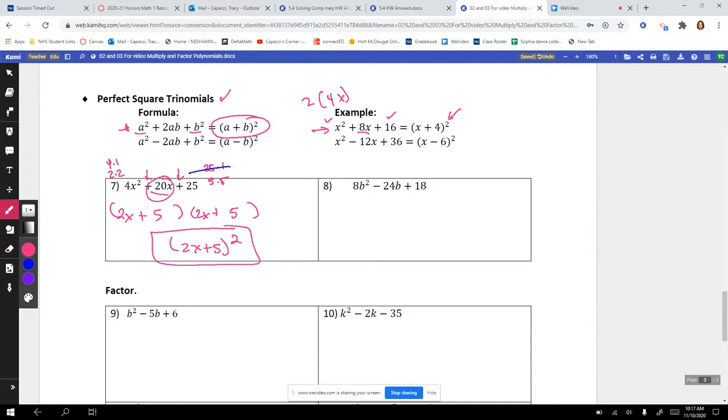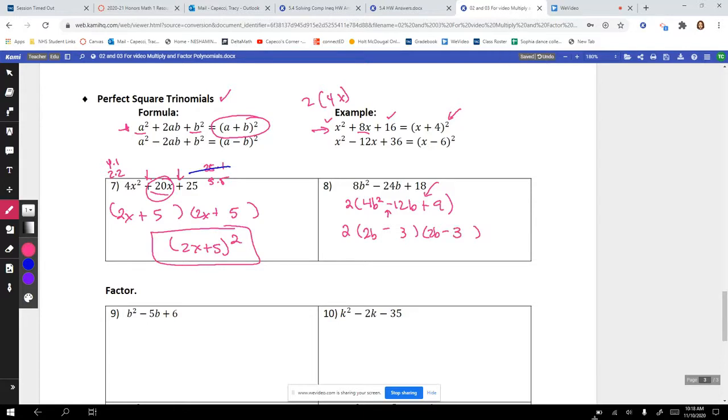All right, number 8. I have to be careful here because I do have a greatest common factor, so I'm going to take out a 2, and I'm left with 4b squared minus 12b plus 9. Okay, so again, I'm going to factor, and I'm going to have to bring down that 2. I can't lose that 2 along the way. The signs are the same. They're both negative because that's a negative. Again, I'm playing around with my factors. I have 2b and 2b, and I have 3 and 3.